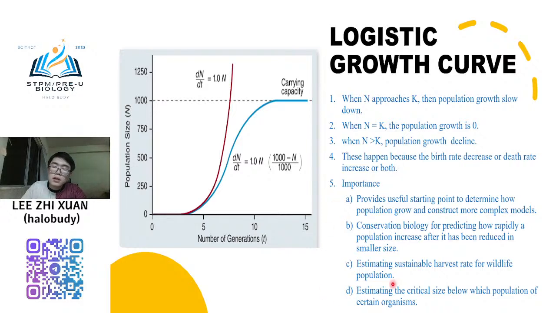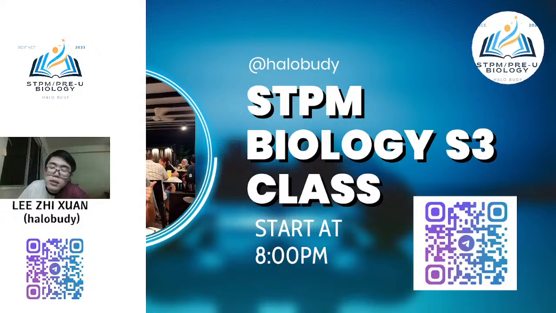Okay, so the important point is that this curve provides a useful starting point to determine how populations grow and to construct more complex models. In conservation biology, it is used for predicting how rapidly a population increases after it has been reduced to a smaller size. It can also estimate the harvest rate of wildlife populations and the critical size below which the population of a certain organism is at risk. So this is the importance of this curve. Next, we will proceed to survivorship.